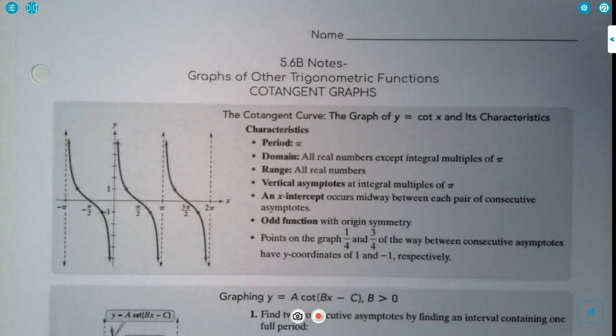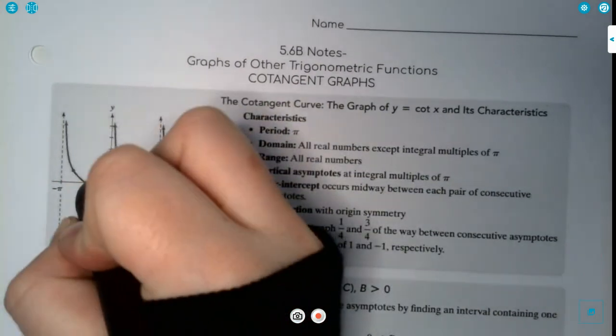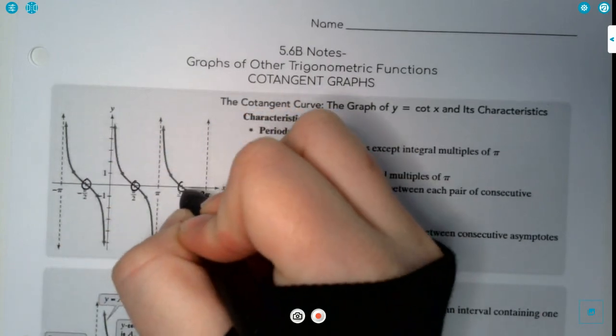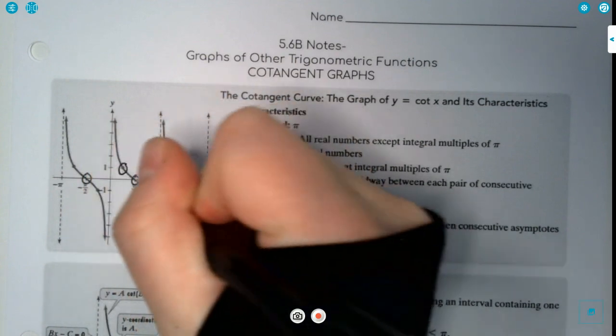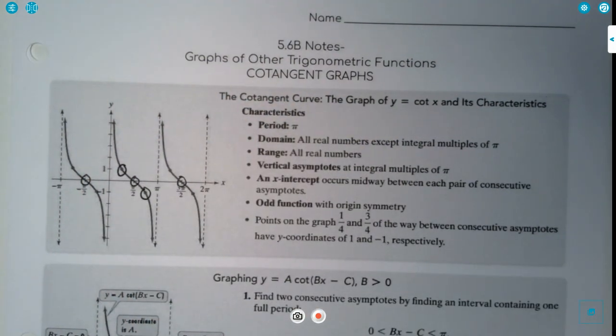And then we're going to look at x-intercepts. They happen halfway through. And at a quarter of the way through and 3/4 of the way through, we're at +1 and -1, respectively.